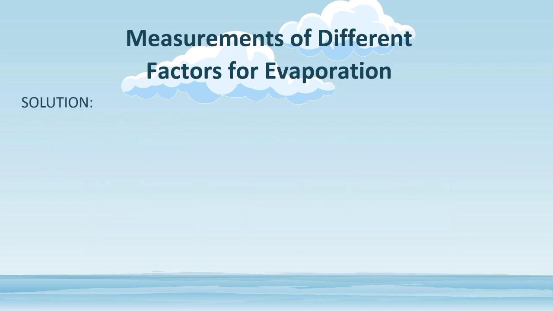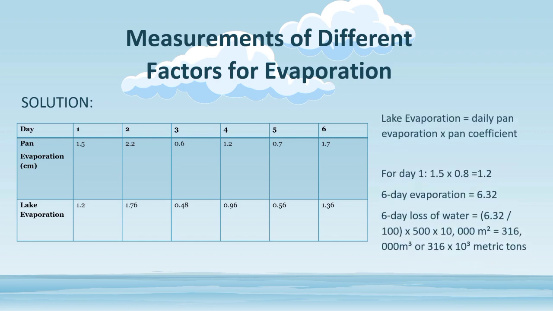So, for the solution po, para makuha po ang lake evaporation niya, is i-multiply lang po natin ang given na daily pan evaporation in centimeters sa pan coefficient na in-assume po natin na 0.8. So, for day 1 is 1.5 times 0.8 is equals to 1.2. Day 2 is 2.2 times 0.8 is equals to 1.76 and so on. So, ang 6-day evaporation po is ang total natin which is 6.32. Ang total po ng 1.2, 1.76, 0.48, 0.96, 0.56, and 1.36.